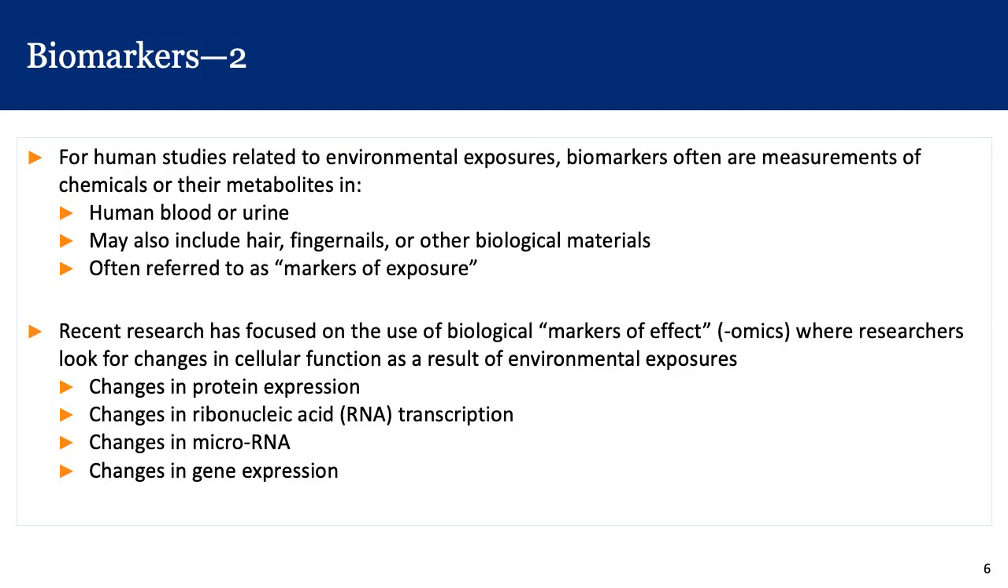For human studies related to environmental exposure, biomarkers are often measurements of chemicals or metabolites in the blood or urine, as I've already mentioned. Sometimes in the past, people might use things like hair or fingernails because this might be a marker of a longer-term exposure or an exposure that happened far off in the past. This is oftentimes referred to as markers of exposure. Recent research has started to focus on biologic markers of effect.